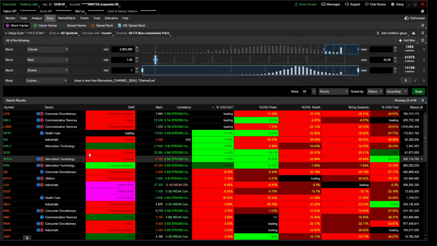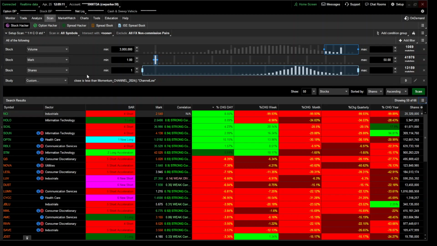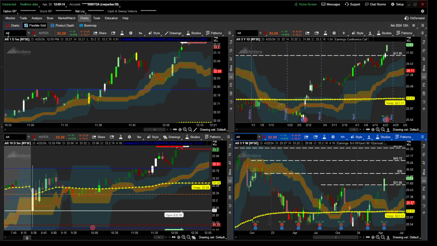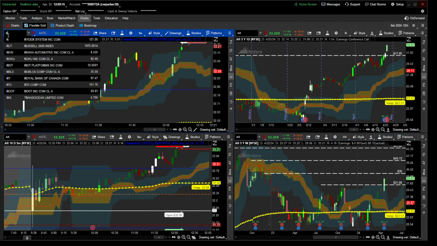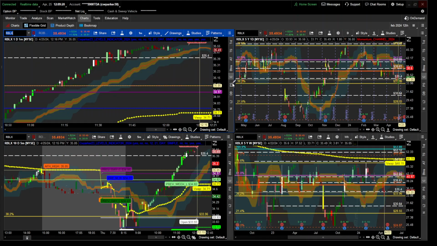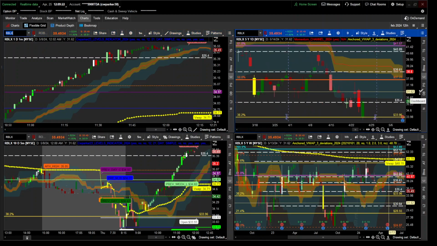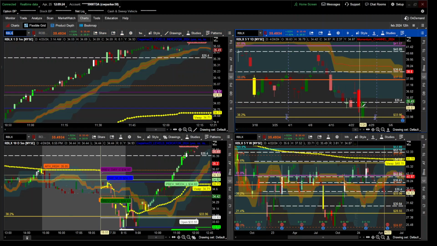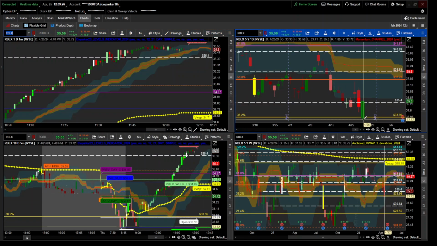RBLX is one of the ones that I was actually interested in. It's Roblox, RBLX. And it should be a technology stock, but RBLX is having a great day today. So it's actually pushed above, it came from, what is the low?